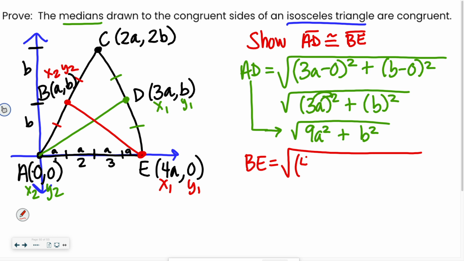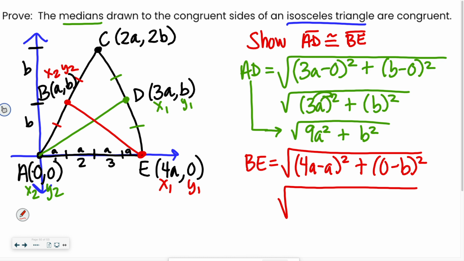So 4a minus a squared plus 0 minus b squared. And all we did was plug into the distance formula. Now we're going to simplify. 4a minus a, 3a squared. Hey, that looks familiar. That feels good, right? That feels good. 0 minus b is just negative b squared.